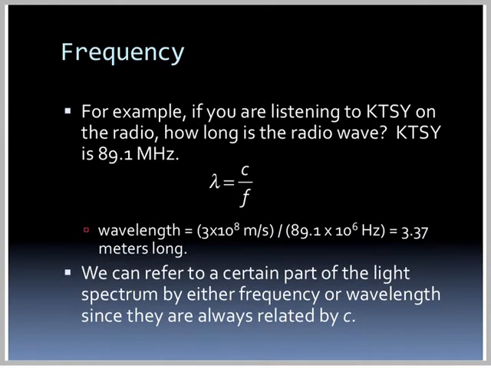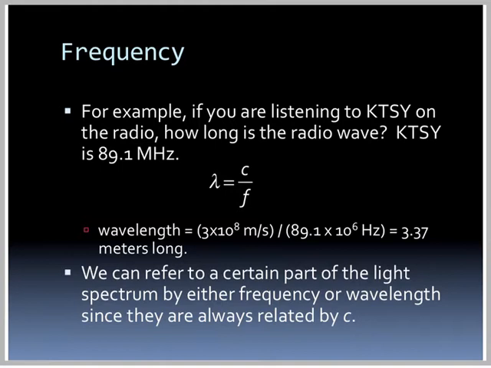Well, from our radio, we know KTSY is 89.1 megahertz, or 89.1 million hertz. I know that the wavelength then is c over the frequency. So the speed of light is 3 times 10 to the 8th. This is 89.1 mega, which means 10 to the 6th hertz. And so the radio waves are 3.37 meters long.